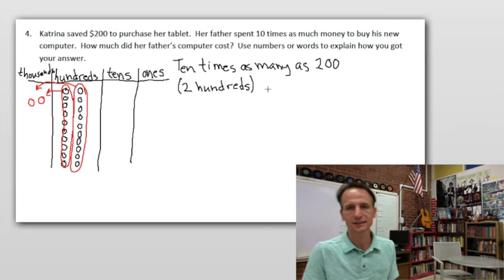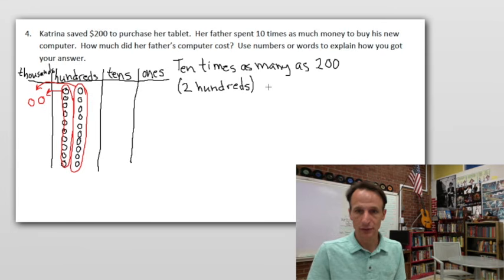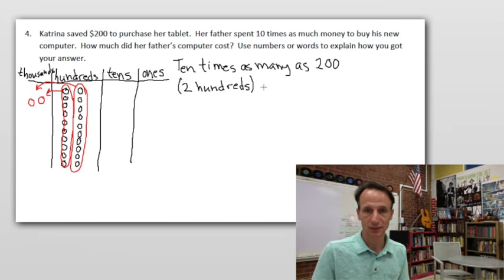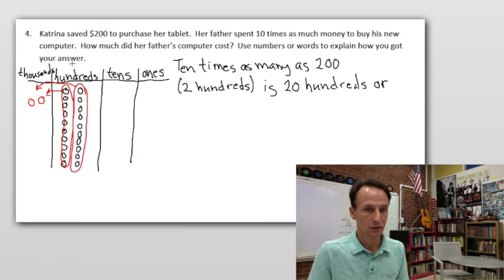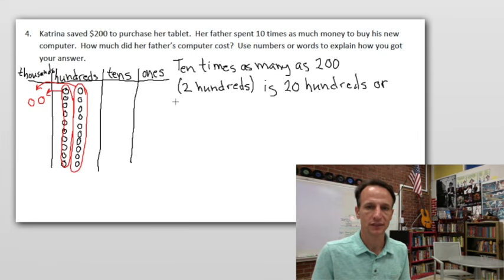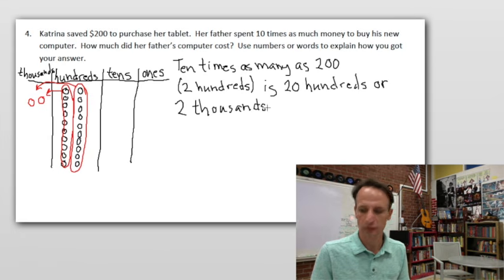And what is 10 times as many as 200? Well, look at your chart. We had 20 hundreds, didn't we? See the 20 hundreds? Okay, so it's 20 hundreds. And once we bundle those up, what did we have? We could say, or 2 thousands. Now this is a strong and complete response to this question.